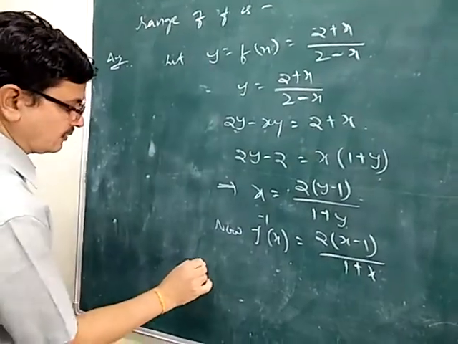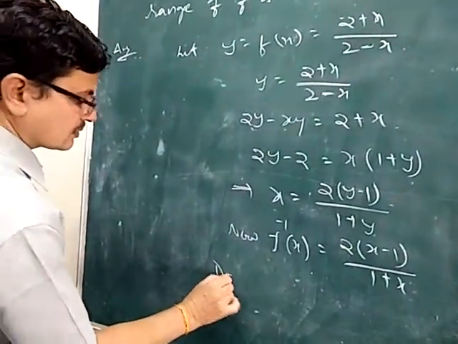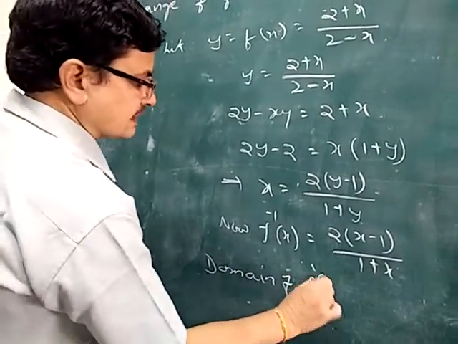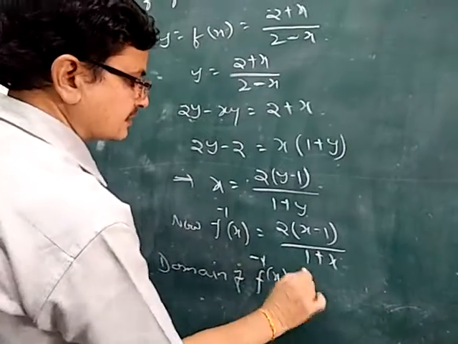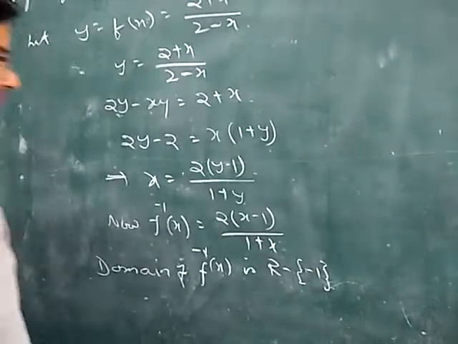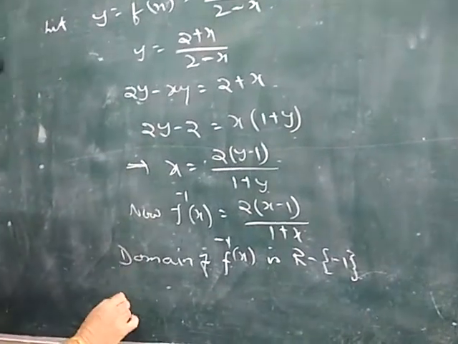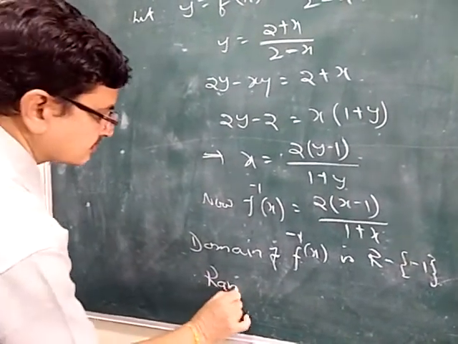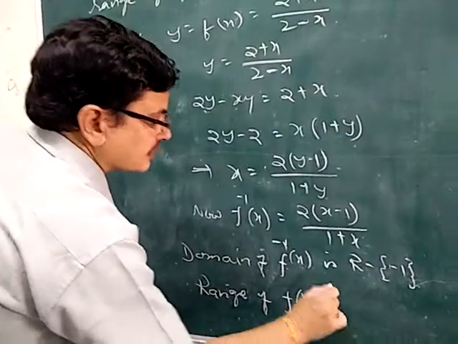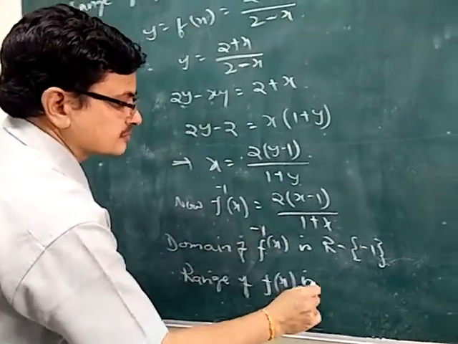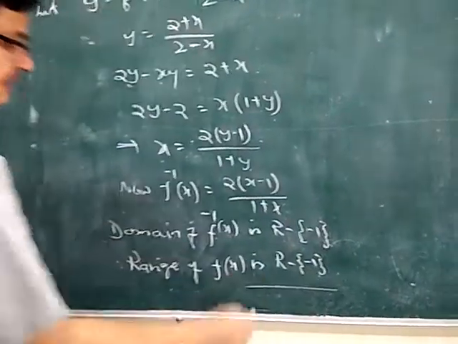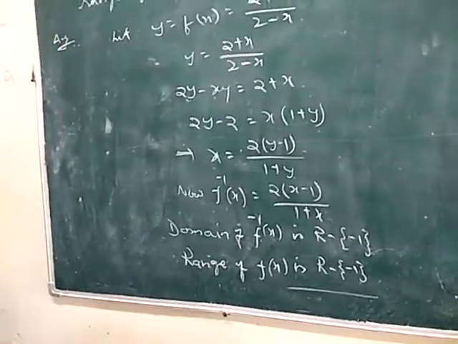Now the domain of f inverse x is R minus of minus 1. This is the range of f of x. Therefore, the range of f of x is R minus 1. This is the range of the given function.